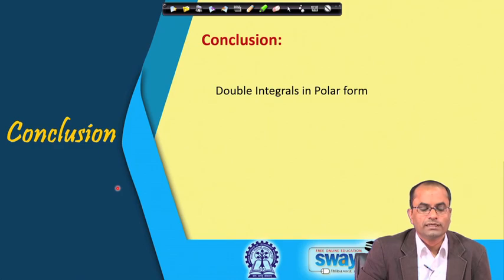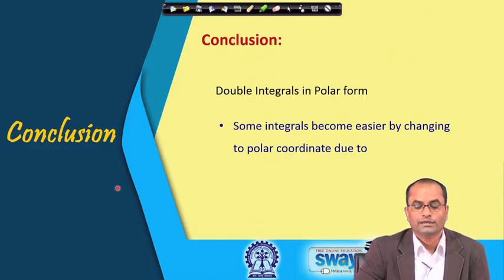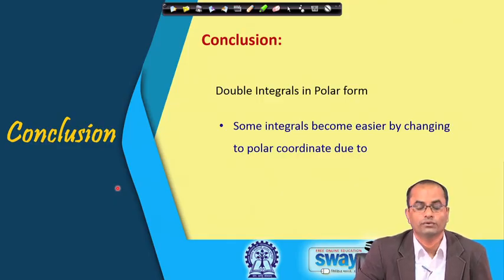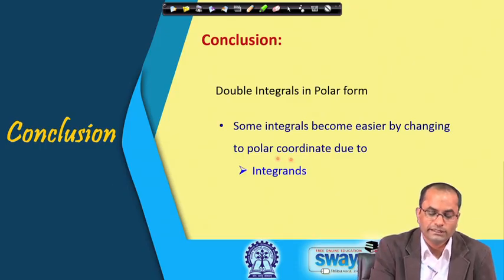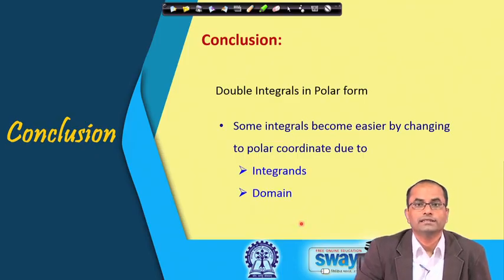So, the conclusion is that double integrals in polar form are very important, and mainly some integrals, like we have seen just before, become much easier, or we can evaluate them easily by changing to polar coordinates. Based on the integrand and also the domain, we can easily decide which form is better, whether the Cartesian or the polar form.